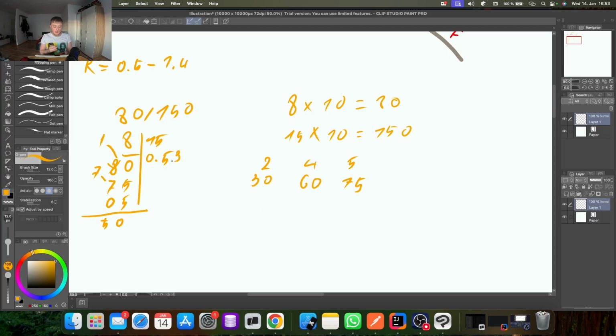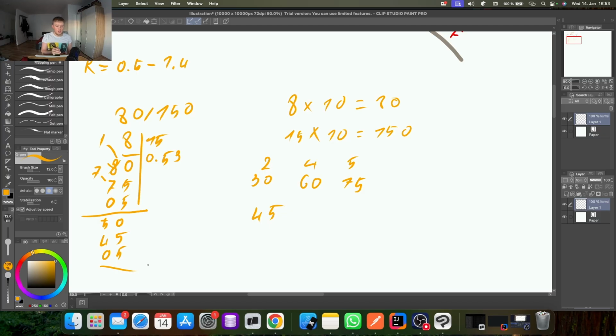3 times, which is 45. 45, right? We do the same calculation. We have 5 again, we have 0 again, and so on. We can continue this calculation, but because it's infinite, we don't need to do that.